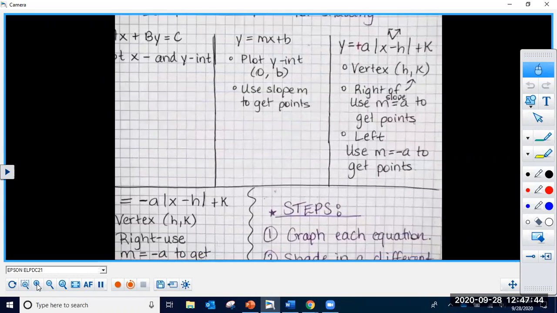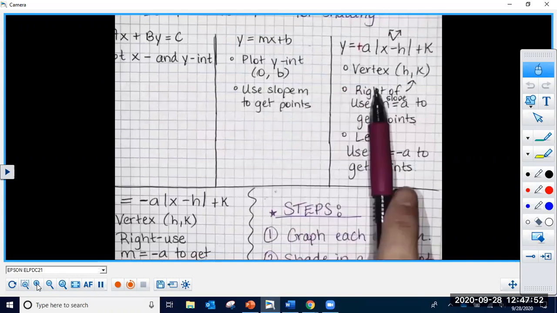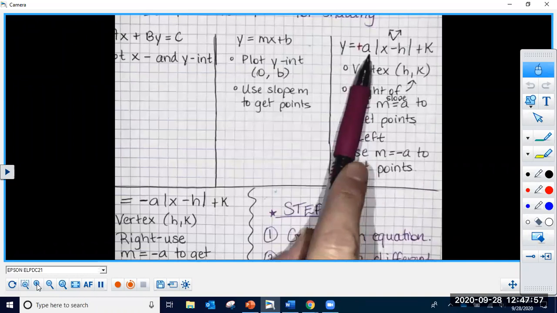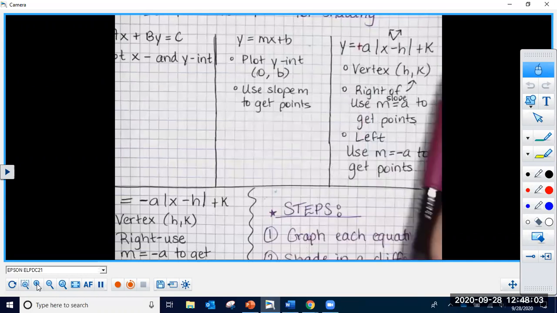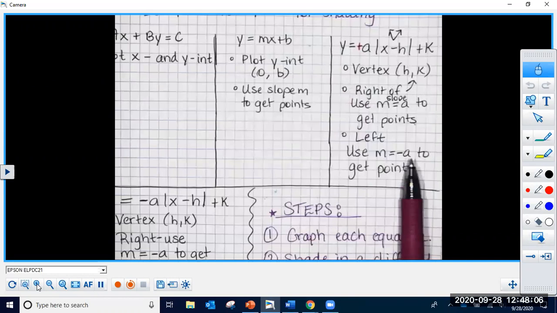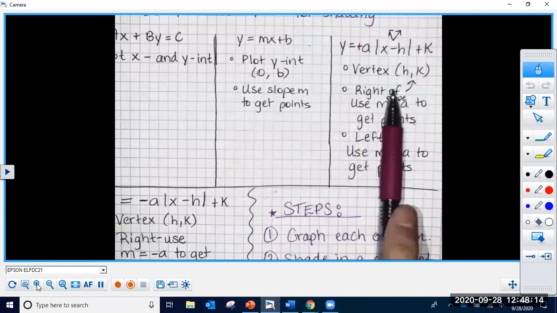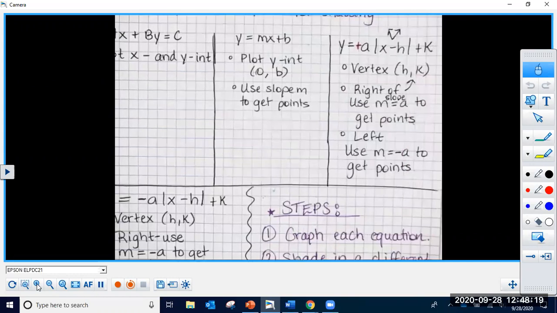And then how you get your right side and left side of your graph, if a is positive, to the right of your vertex, you're going to use the positive slope. So this is your slope that they're giving you. And to the right of the vertex, I would use the positive version of it to get points on that side. To the left, I would use the negative version of it to get points there. So when you have a positive number in front, use the positive slope on the right side, use the negative slope on the left side. So it is what you think. Positive we would associate with right, negative left. Vertex (h, k).